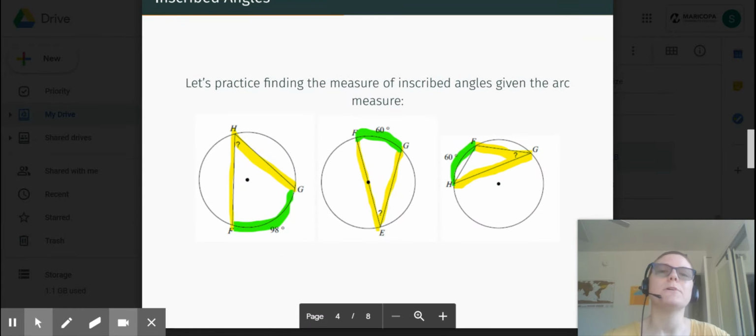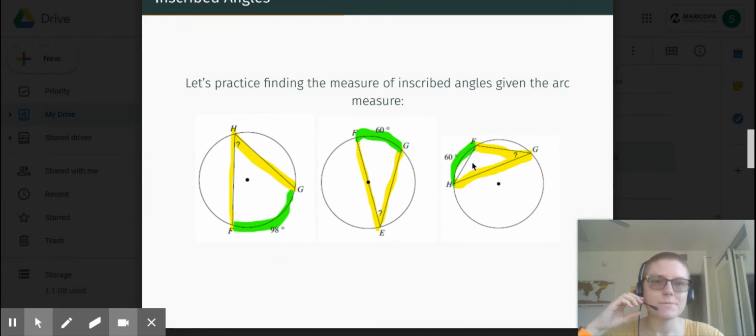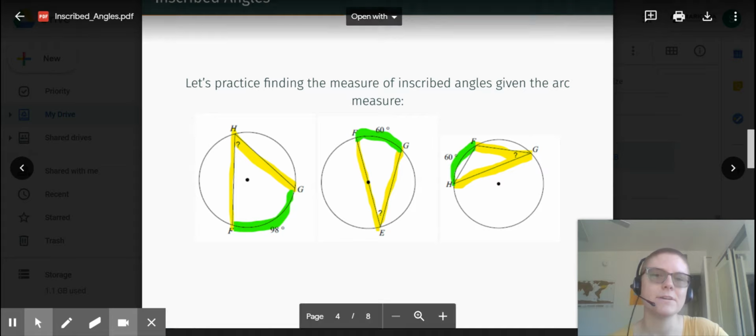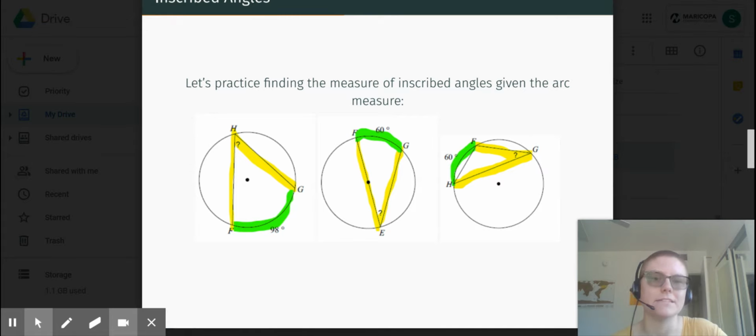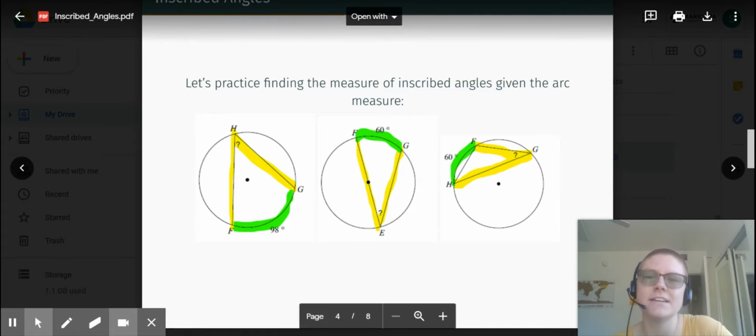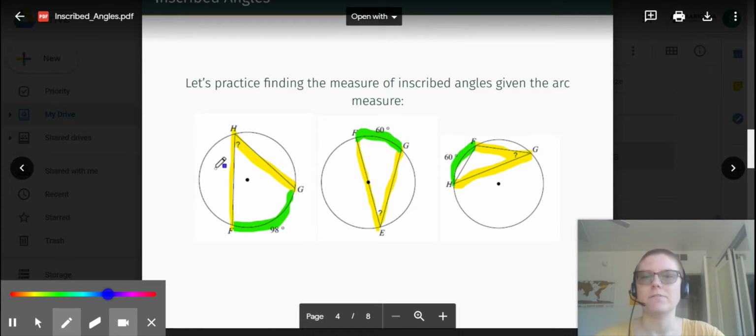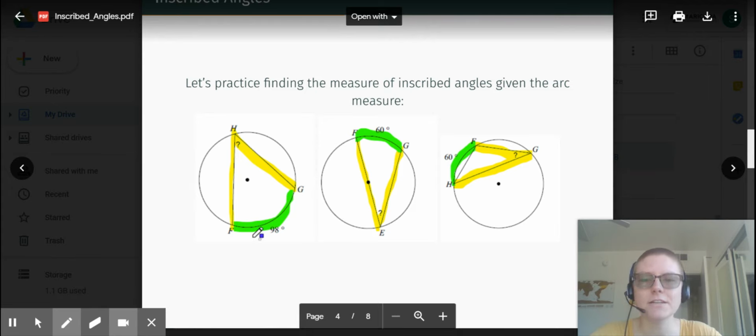We're going to practice finding the measure of inscribed angles given their intercepted arc measure. For these three examples, I highlighted on all of them. The yellow is our inscribed angle. The green is our intercepted arc. On this one, we've got inscribed angle FHG for intercepted arc FG, a minor arc, so two letters for a minor arc.